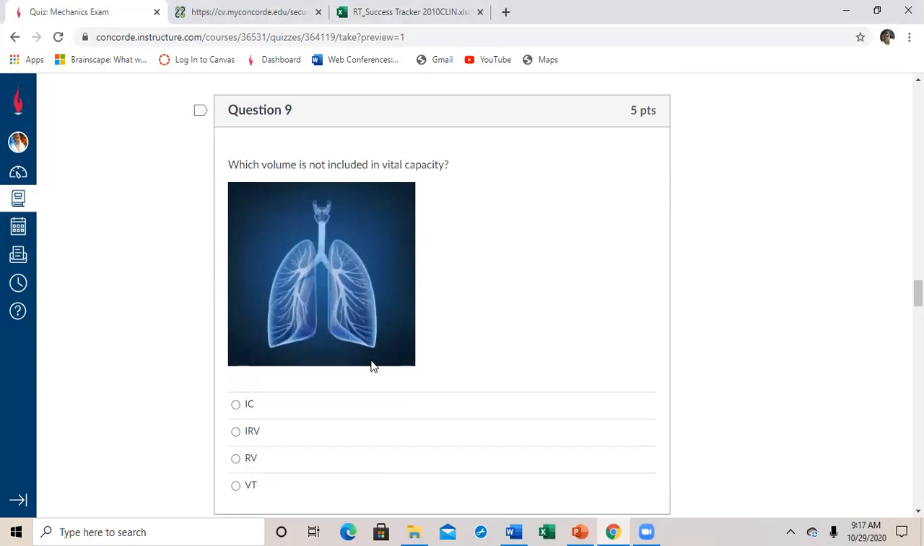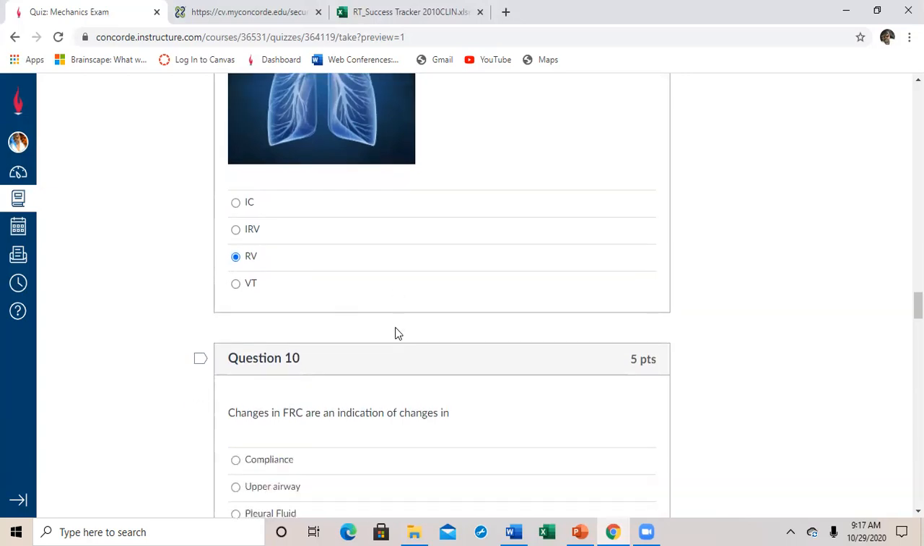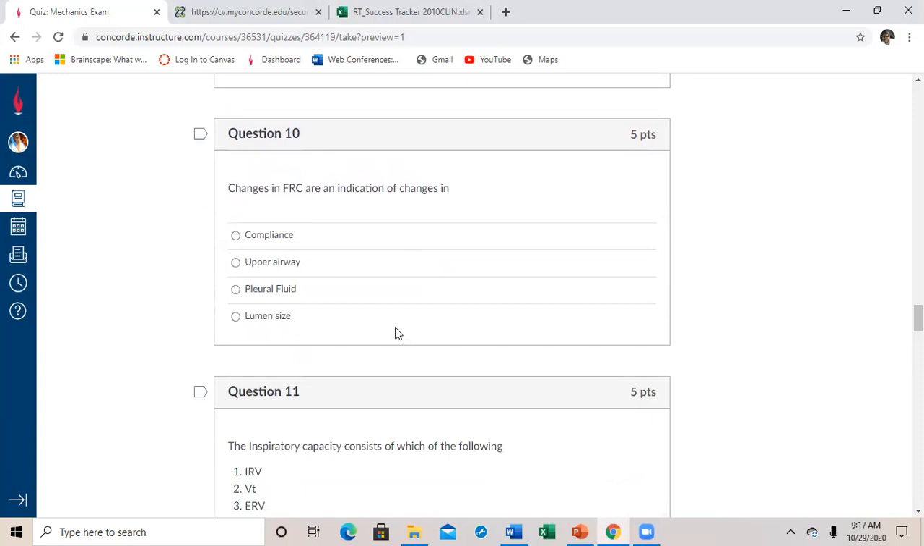All right, which volume is not in vital capacity? Remember, vital capacity is everything that you can do. And so what you can't do is RV. Like my daughter would say, what you're not going to do is residual volume. Changes in FRC are indications of changes in compliance. We said FRC and compliance are directly related.